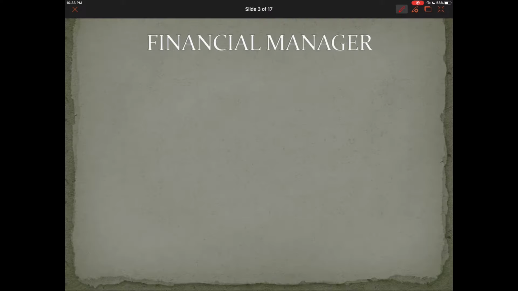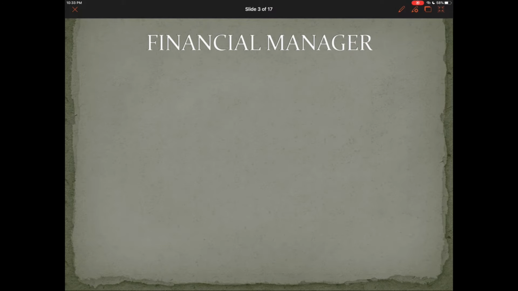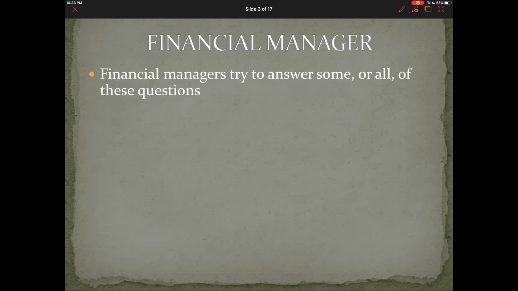So now we will move forward and dive into Chapter 1. And the first thing that we're going to talk about is the financial manager. So the financial manager is the individual that is responsible for the financial health of an organization. This financial manager tries to answer 3 main questions.